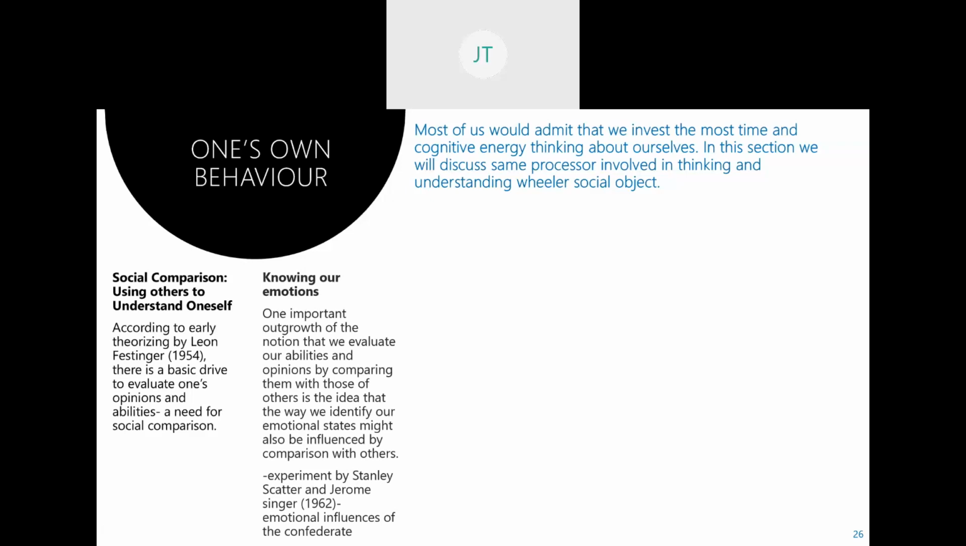Knowing our emotions. One important outgrowth is the notion that we evaluate our abilities. So, not going into the verbose textbook, go and look at Stanley Schachter and Jerome Singer's 1962 experiment. This is a very, very good read, where we don't know what emotion we should feel in a particular situation. We then rely on one of the other persons, for example, a confederate. For example, should I be feeling angry in a situation where I'm very uncertain?